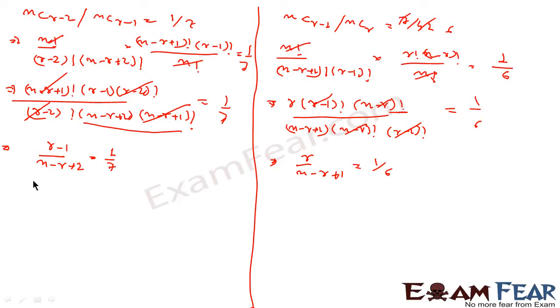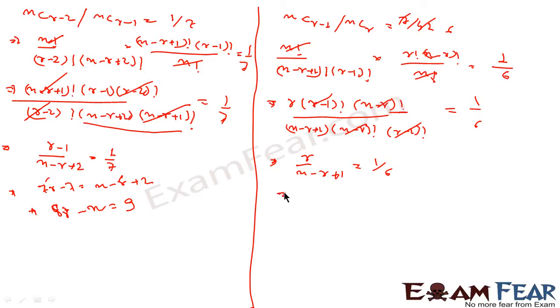So we have got these two equations. Let us solve these two further. If you solve this, this becomes 7r-7 is equal to n-r+2, so you get 8r, because 7r plus r is 8r. You take n here, and 7 plus 2 is 9. So this becomes 8r-n is equal to 9.